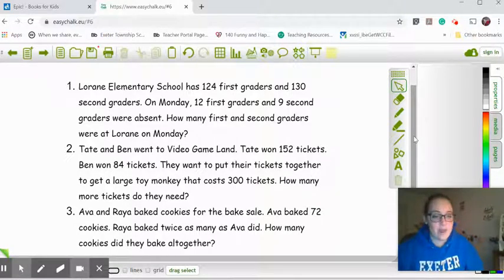And then Ava and Raya baked cookies for the bake sale. Ava baked 72 cookies. Raya baked twice as many as Ava did. How many cookies did they bake altogether? So I'm going to post the Google Forms for that. Just a reminder, these are all multi-step problems. So they are going to take more than one step for you to complete and get the answer.